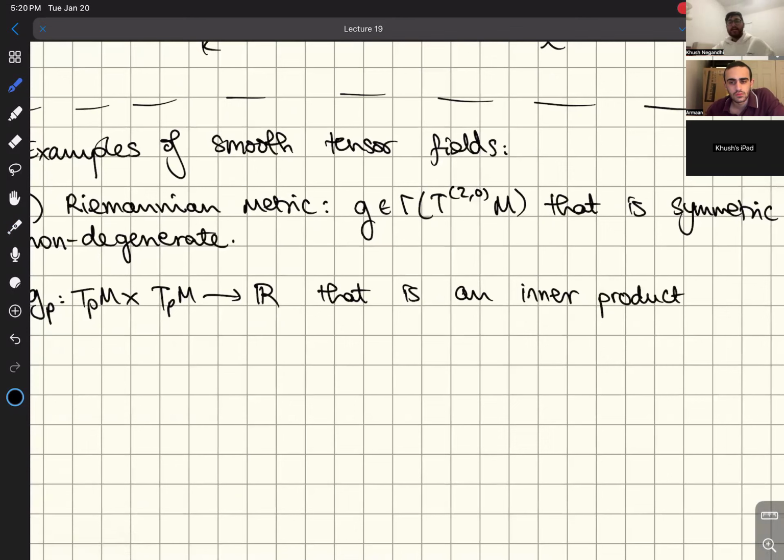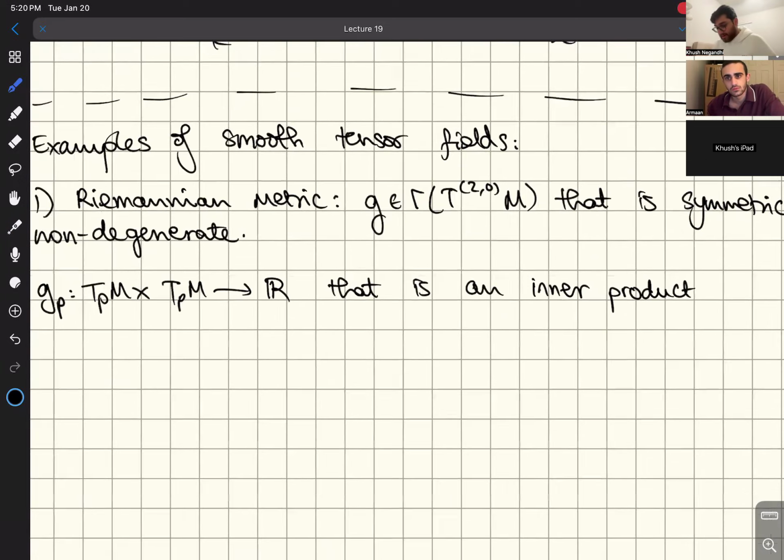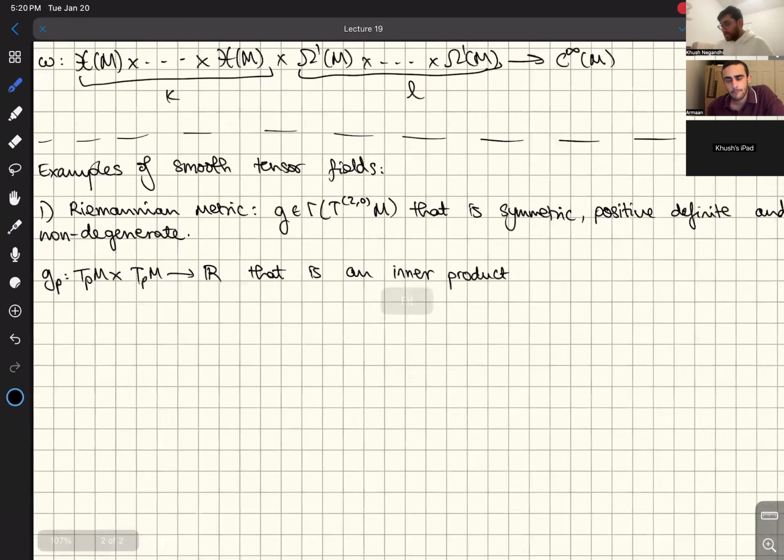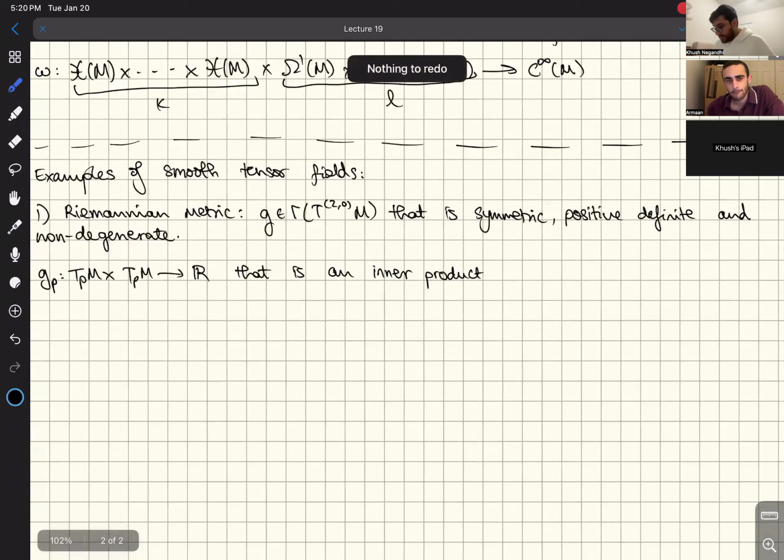So the idea is at each point we have a tangent space. Our metric is not a metric in the analysis sense, but it's a metric in the sense that it gives me an inner product structure on my tangent bundle. It's symmetric because inner products are symmetric, positive definite because inner products are positive definite, and non-degenerate because, again, inner products are non-degenerate.